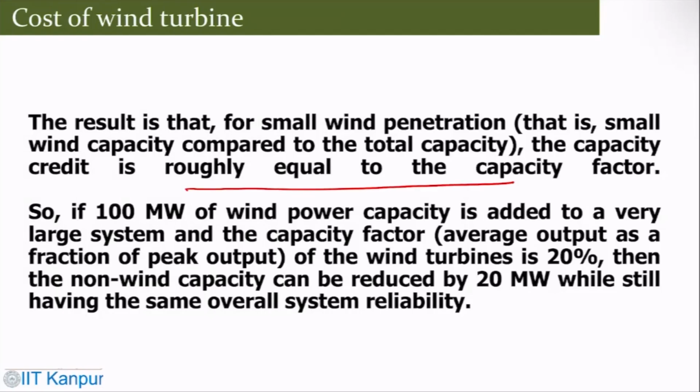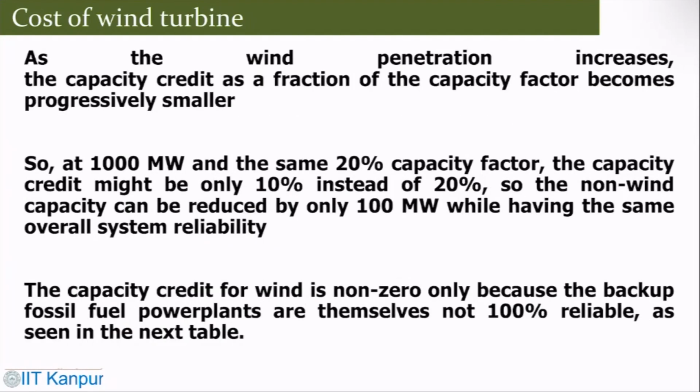For example, if 100 megawatts of wind power capacity is added to a large system and the capacity factor for the wind turbine is only 20%, then the non-wind capacity can be reduced by 20 megawatts while still having the same overall system reliability. So as the wind penetration increases, the capacity credit as a fraction of the capacity factor becomes progressively smaller. This is an important thing to know.